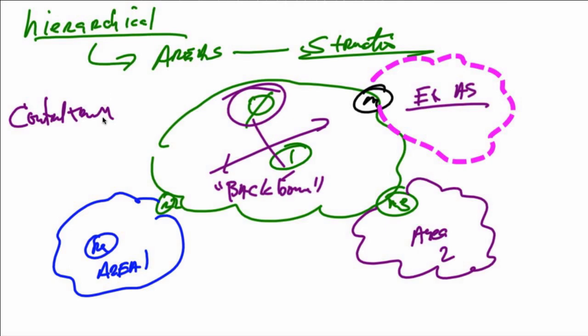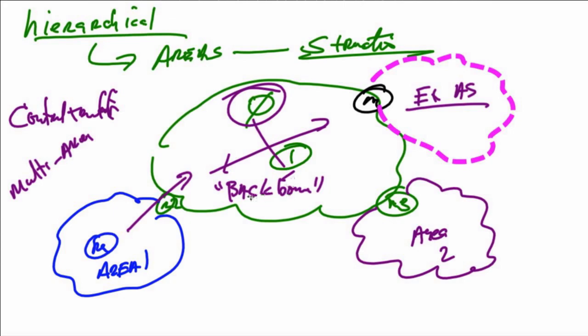Control traffic has to traverse the backbone area. So in order for me to make certain that I have intercommunication in a multi-area OSPF deployment, I have to ensure that I am either physically adjacent or logically adjacent to area 0 in every one of my areas.